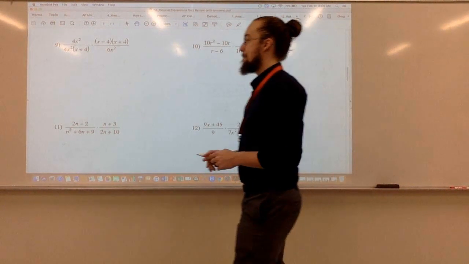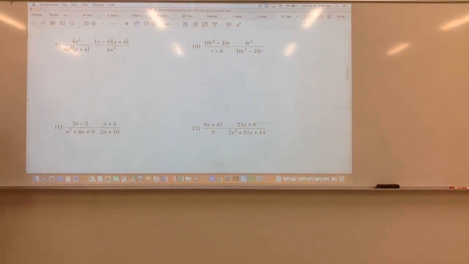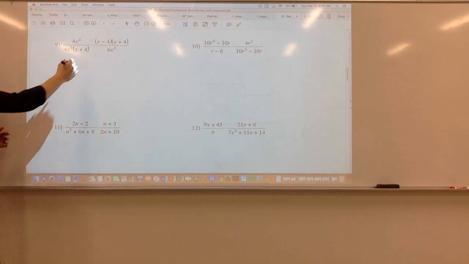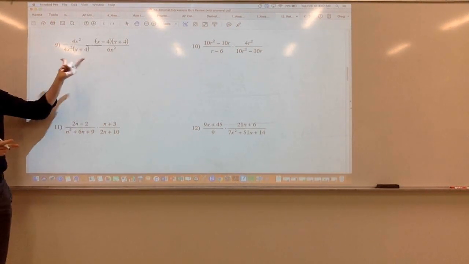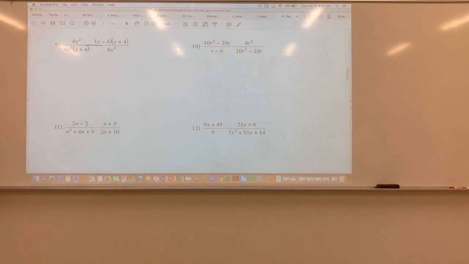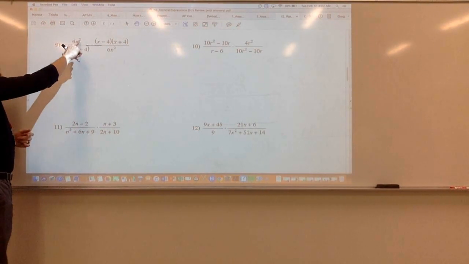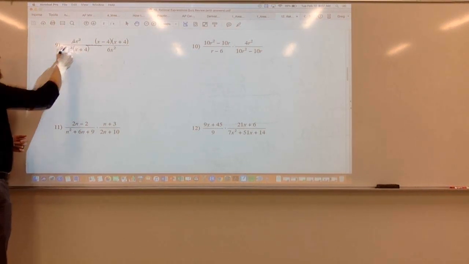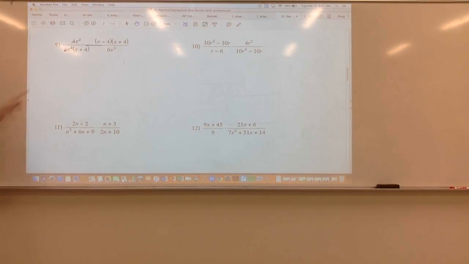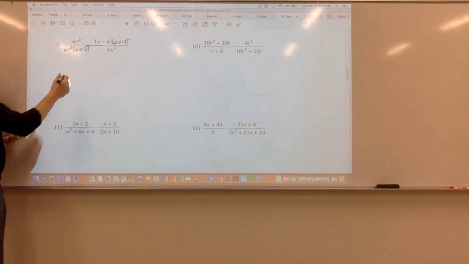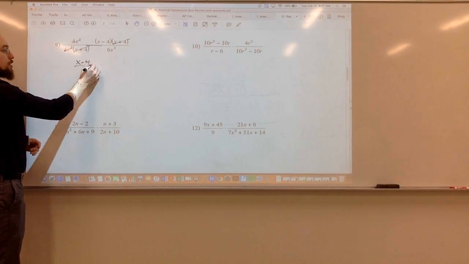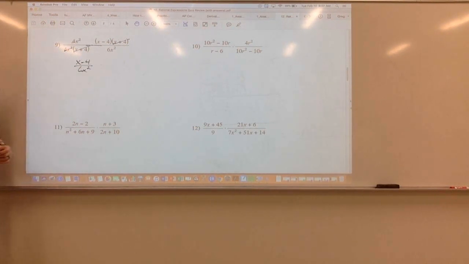All right, so multiplication, remember, we're just thinking about that as one big fraction. Once I have everything factored, I'm just turning this into one huge fraction. In this first one, everything is already factored for me, so I can go ahead and just start canceling out any common factors. So let's see, a 4x squared and a 4x squared, get rid of those. I see an x plus 4 and an x plus 4, get rid of those. And then I'm just left with x minus 4 over 6x squared.